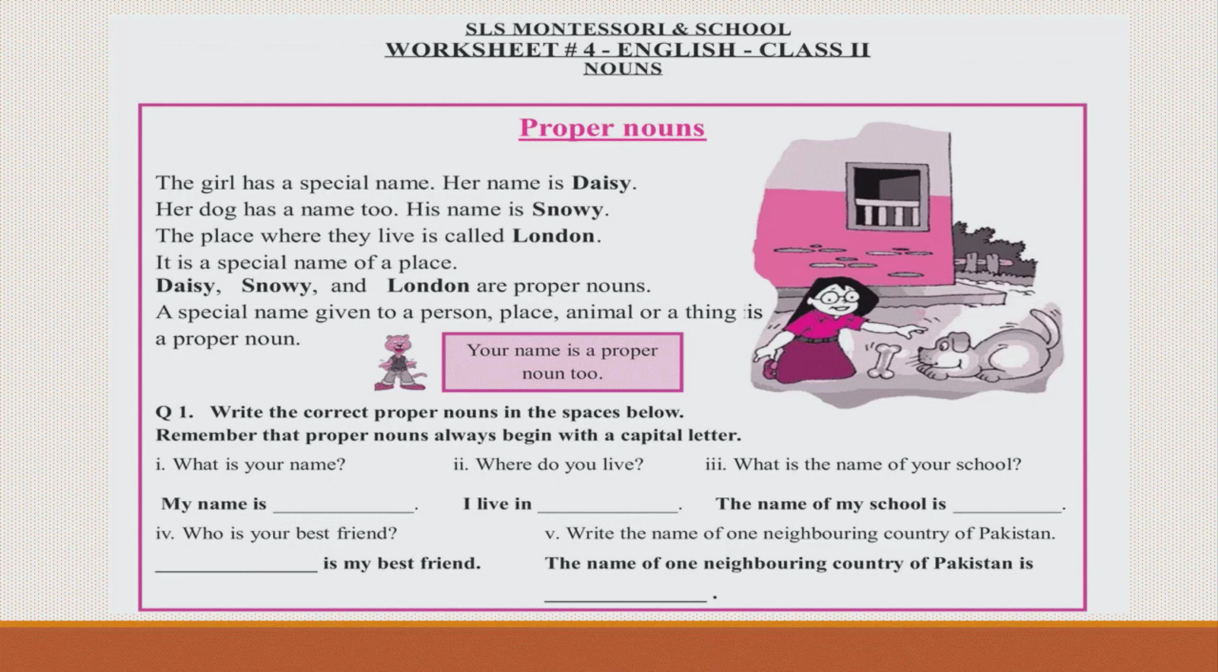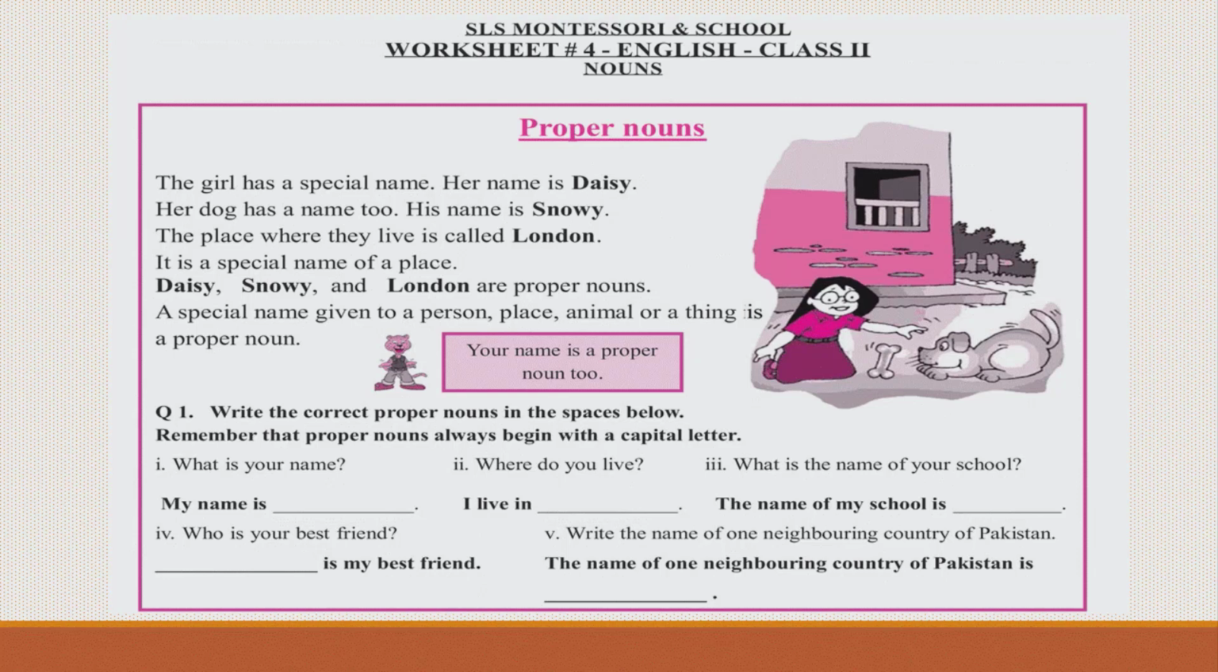Daisy, Snowy, and London are proper nouns. Now, 3 of them are the proper nouns, and so they are written with a capital letter because they are the special names. A special name given to a person, place, animal, or a thing is a proper noun. Your name is a proper noun too. We always write our name with a capital letter. Yes, so it is a proper noun.